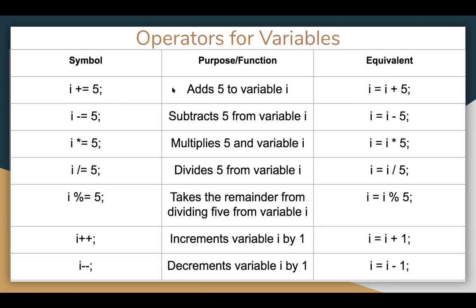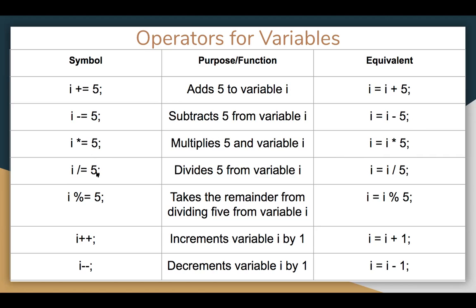Yeah, so generally this just adds 5 to variable I. And the next one, minus equals, is basically the same thing, except we're subtracting 5 now. I equals I minus 5. This one multiplies. Should be pretty familiar. I'm not going to go through it too much. I equals I times 5.